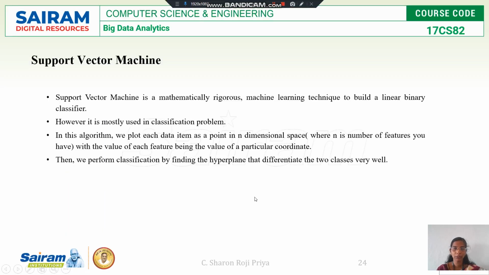What is support vector machine? Support vector machine is a supervised machine learning technique which is used for both classification and regression. It is a mathematically rigorous machine learning technique to build a linear binary classifier. And it is mostly used for classification problems.